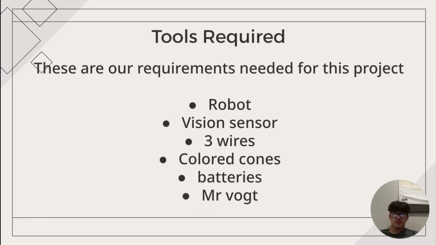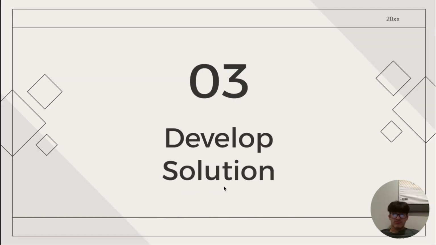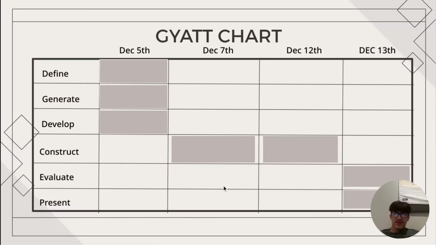Here are the tools we need. Obviously, we need the robot, vision sensor, 3 wires, colored cones. Actually, we use tape, batteries, and Mr. Vote. Develop solution. Here you can see our Gantt chart.